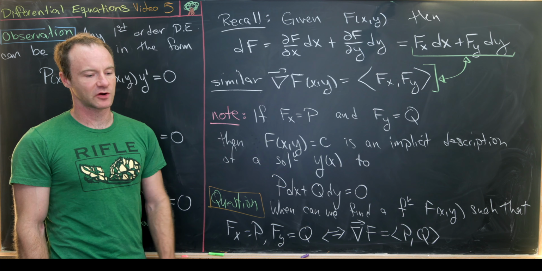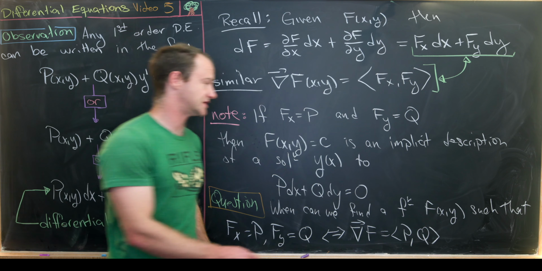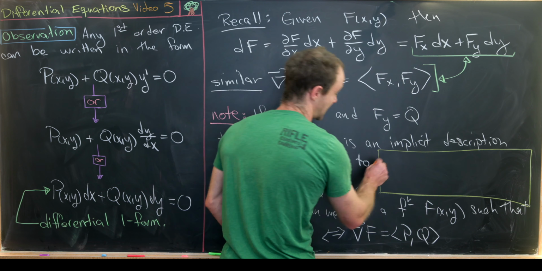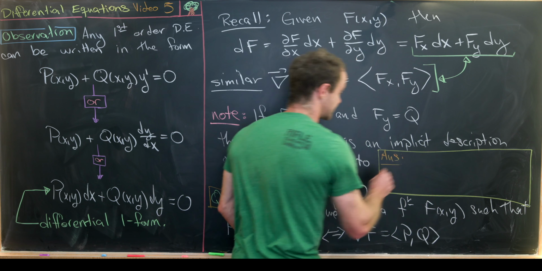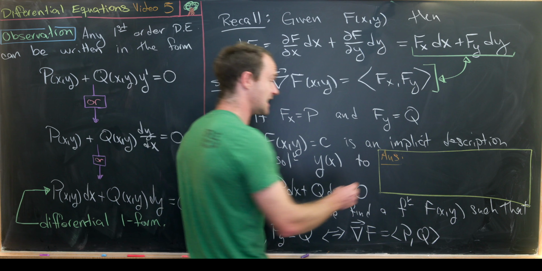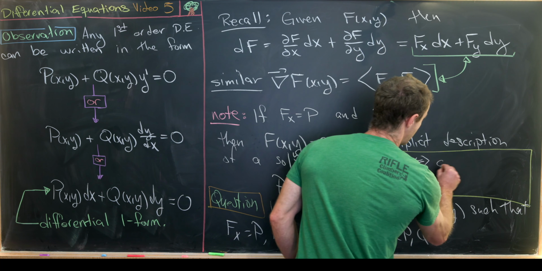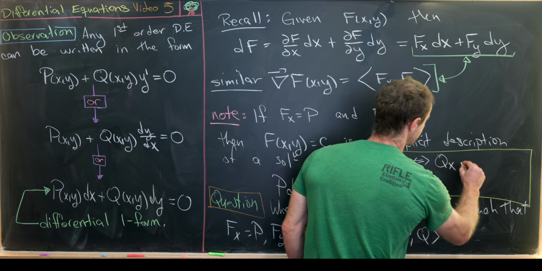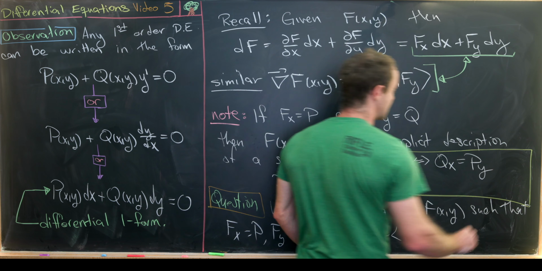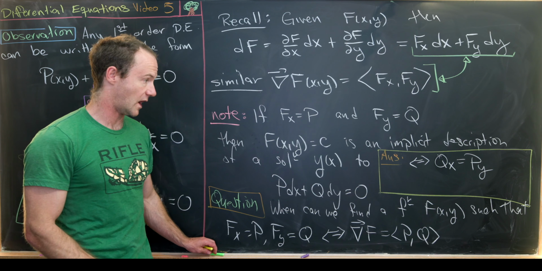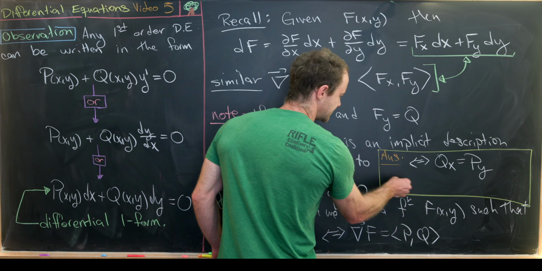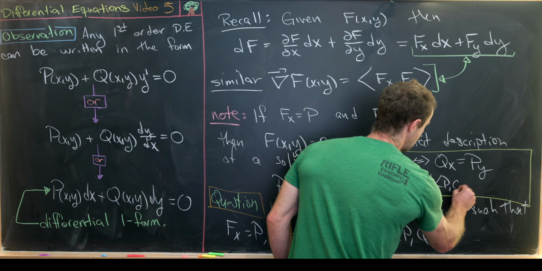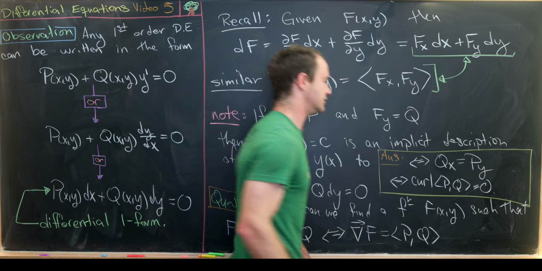Well, if you've taken a multivariable calculus class, then you might know the answer to this question, and I'll just fit the answer into this little box because the answer is quite short. And that is, if and only if the partial of Q with respect to x, so in other words, Q sub x, equals the partial of P with respect to y.